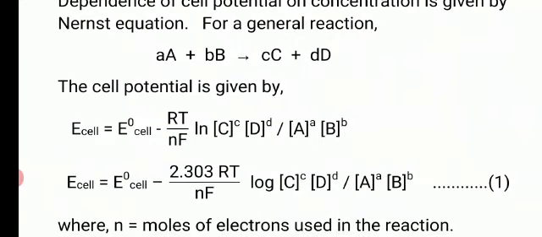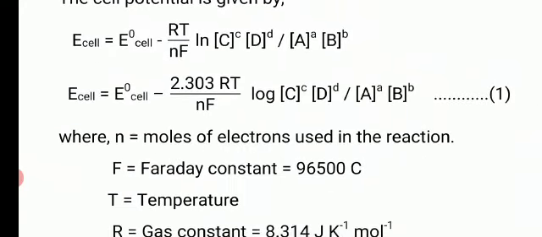अब यहाँ पे natural log है ln, उसको replace करेंगे by 2.303 log to the base 10, क्योंकि ln is equal to 2.303 log to the base 10. तो वो इक्वेशन में पुट कर लेंगे तो हमें इक्वेशन 1 मिलेगा, that is E cell is equal to E naught cell minus 2.303 RT upon nF log to the base 10 of concentration of C raised to c, D raised to d divided by concentration of A raised to a into concentration of B raised to b.